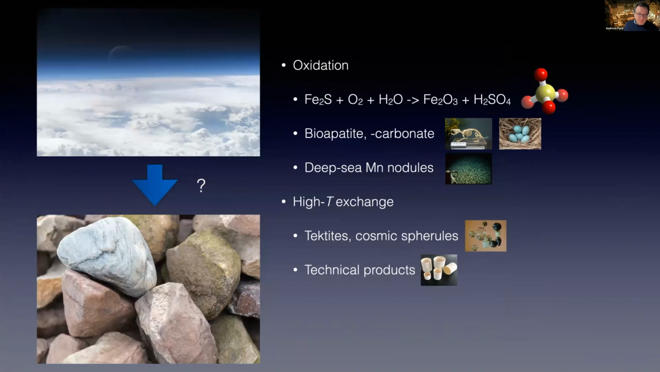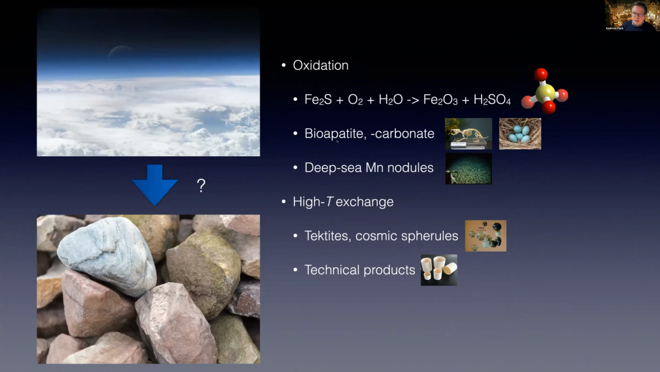So now, how do we get the atmospheric signal into rocks? One possibility is oxidation. Oxygen is an oxidizing agent, and it has been shown that you can oxidize pyrite and form from this sulfur sulfate, and this sulfate contains atmospheric oxygen. And if this sulfate then is precipitated, you get information about the isotope anomaly of atmospheric oxygen.